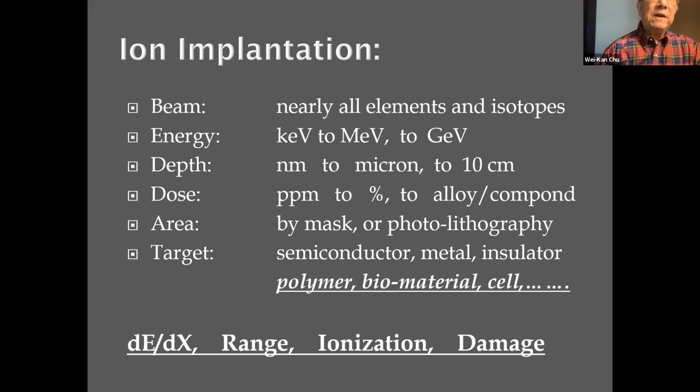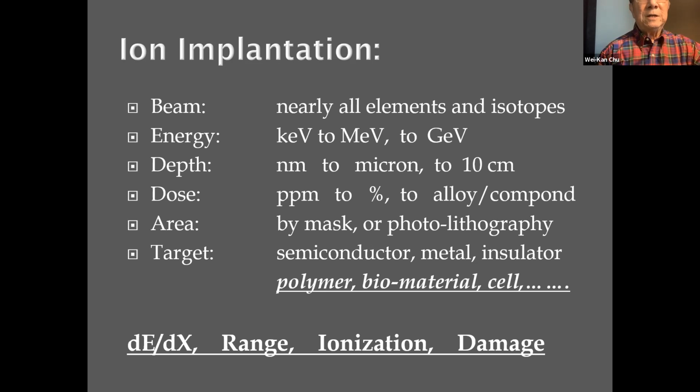For example, in this view graph, first is the beam. For ion implantation, what kind of ion are we talking about? Nearly all elements and isotopes can be used, and sometimes a dimer can be used. The largest implantation I have been involved in is carbon-60. You use a buckyball, you strip an electron or add an electron to it. Once they are charged, you can manipulate them by setting up the voltage, and therefore they will fly.